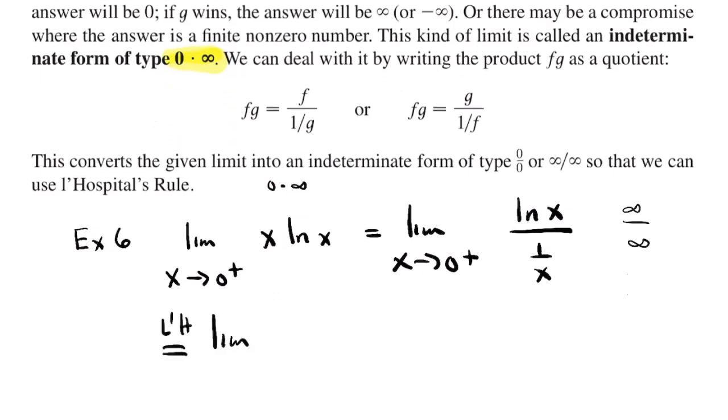Calculate the limit using L'Hopital's rule. So it's the limit as x goes to 0 from the right. The derivative of the natural log is 1 over x. The derivative of 1 over x is minus 1 over x squared. Okay, how does that simplify a little bit?